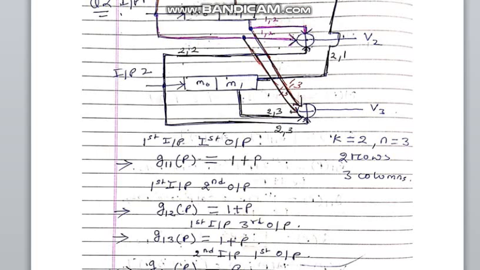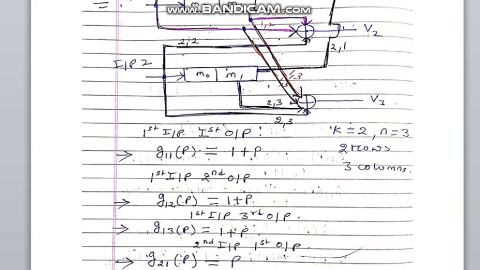Similarly, first input and second output. How is the first input constituting V2? Just check this second adder. M1 and M0 both are connected to this V2, so again its polynomial will be 1 plus p. Similarly, 1 3 means first input and third output. In the third adder, M0 and M1 of the first input are both connected to this V3 also. So again it will have the polynomial 1 plus p.